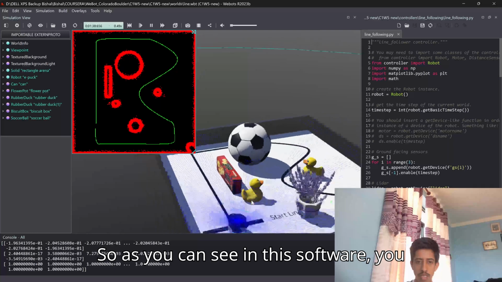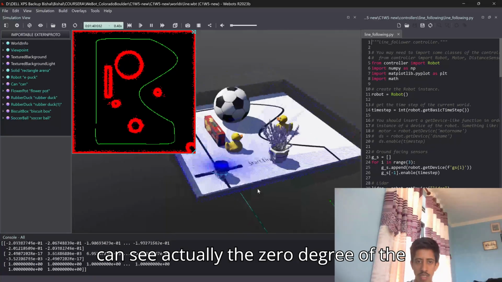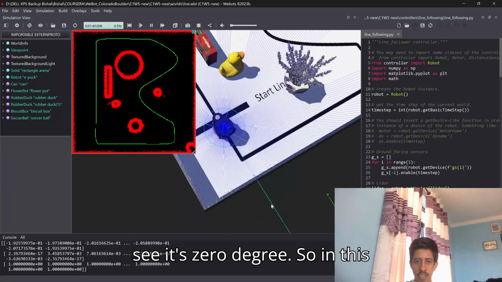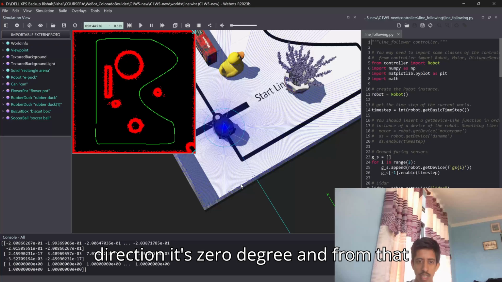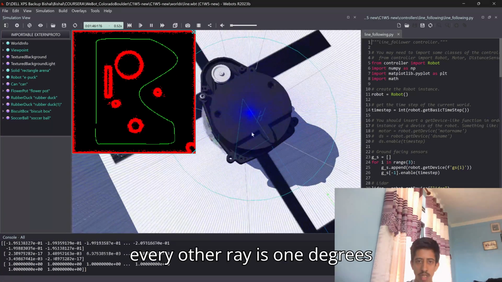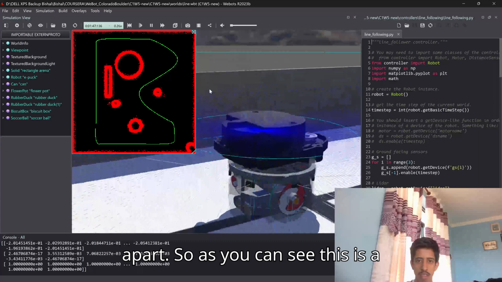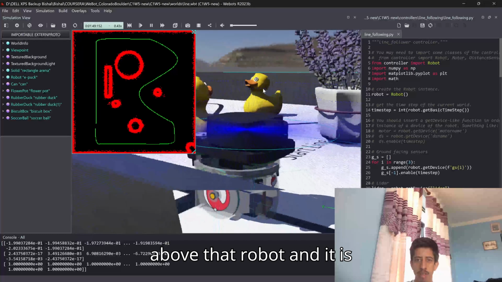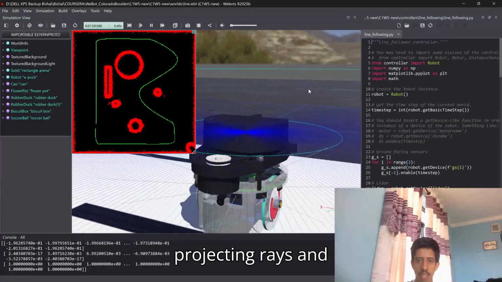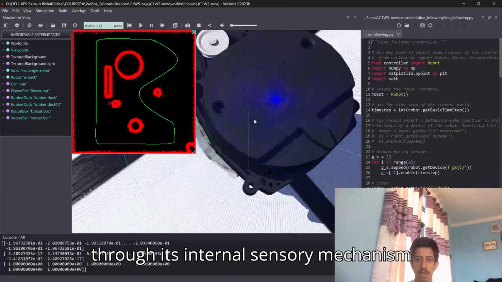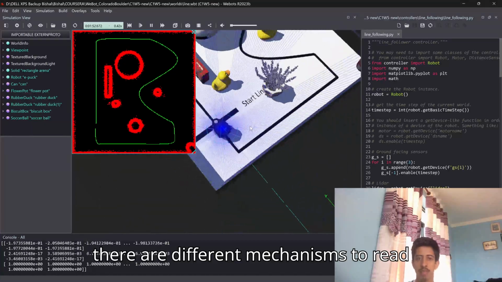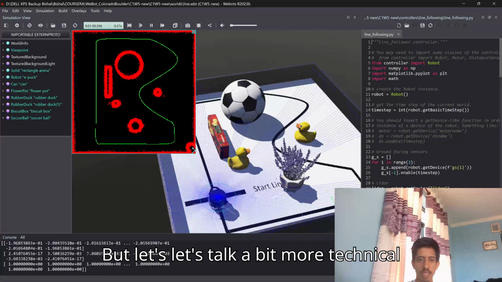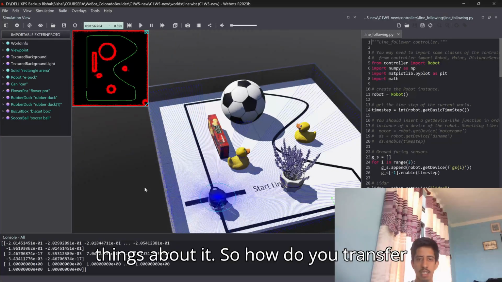As you can see, in this software we can see the 0 degree of the LiDAR. For the LiDAR, this direction is 0 degree, and from that every other ray is 1 degree apart. This is a nice little robot, and the LiDAR sensor is above that robot, projecting rays, and through its internal sensory mechanism, there are different mechanisms to read the values of its surroundings. But let's talk a bit more about the technical things.